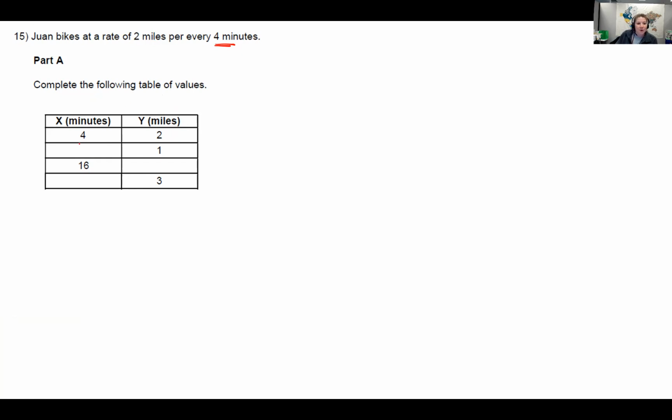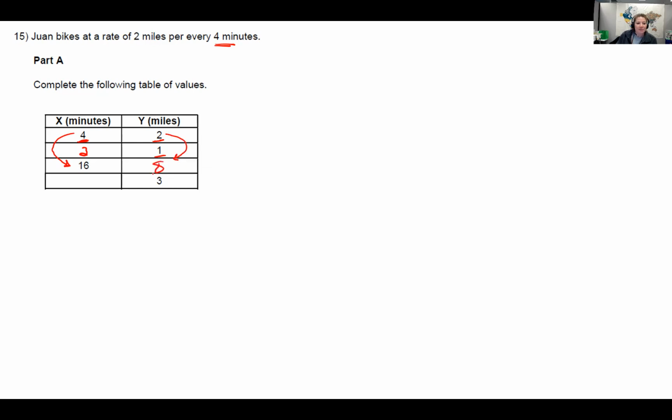I know 4 minutes, 2 miles. So if I half the miles to 1, what would I do to my minutes? I would half it to 2, right? Well, if I increase my minutes, 4 times 4 is 16. If I multiply 2 times 4 here, I'm going to get 8.